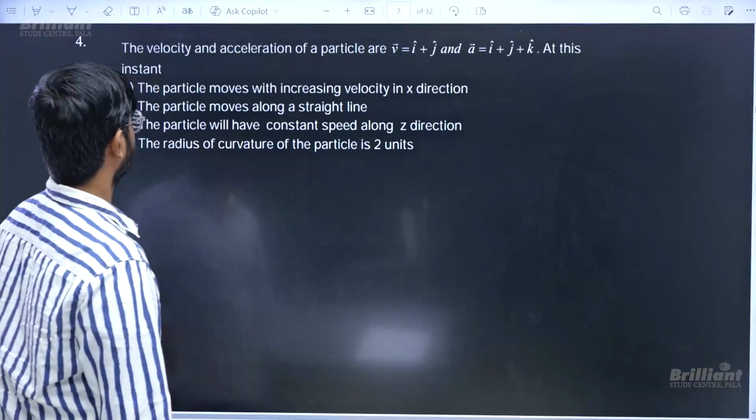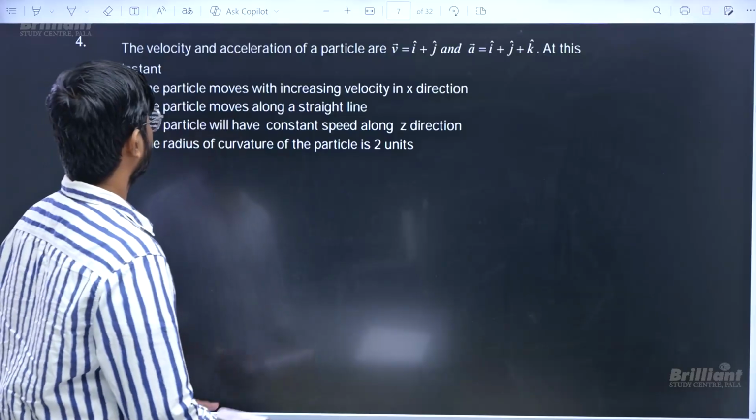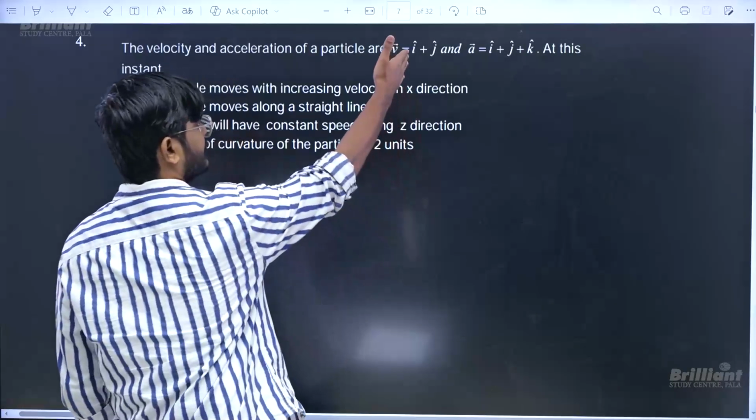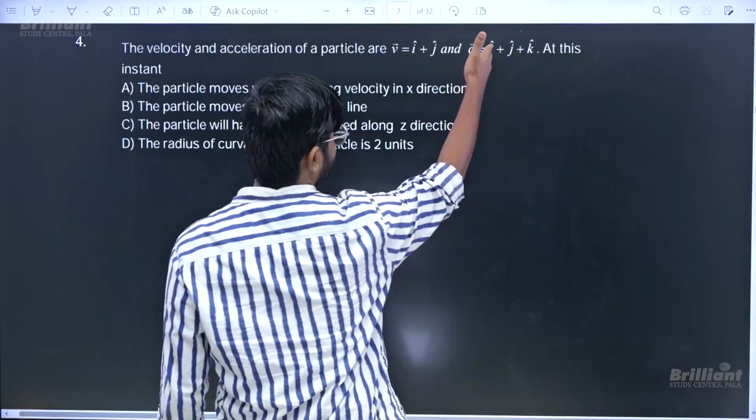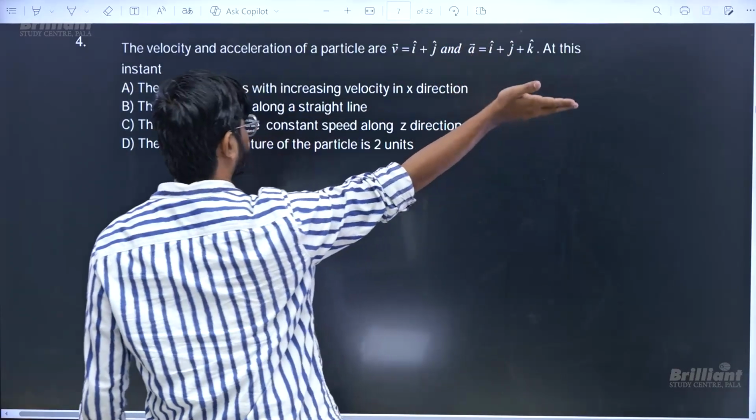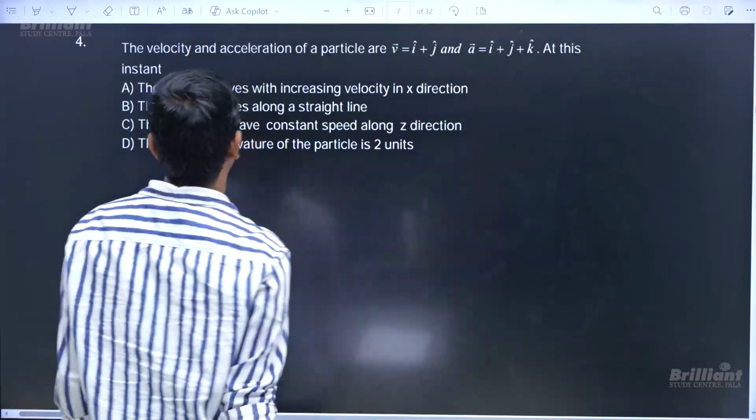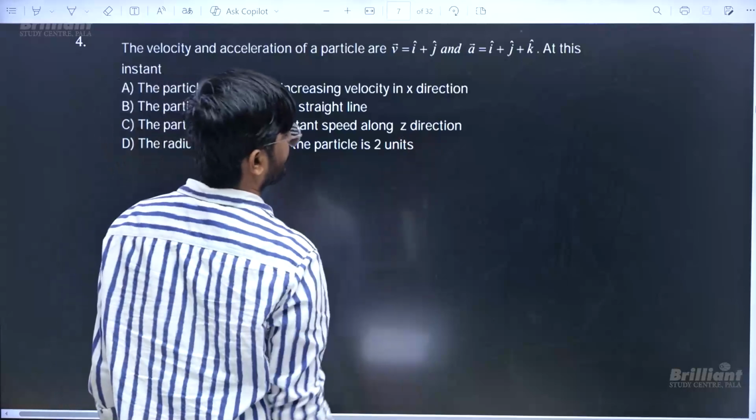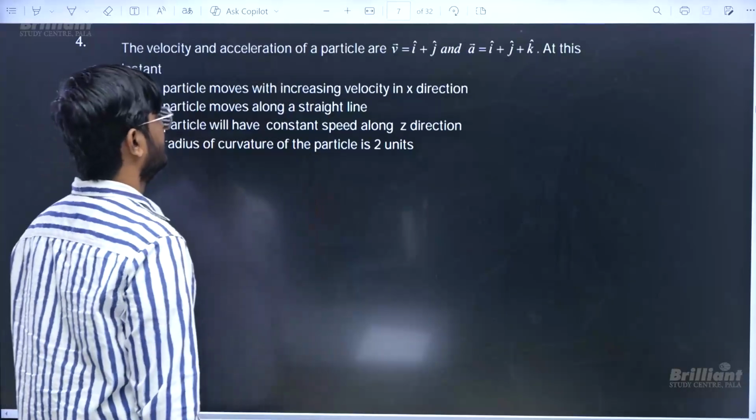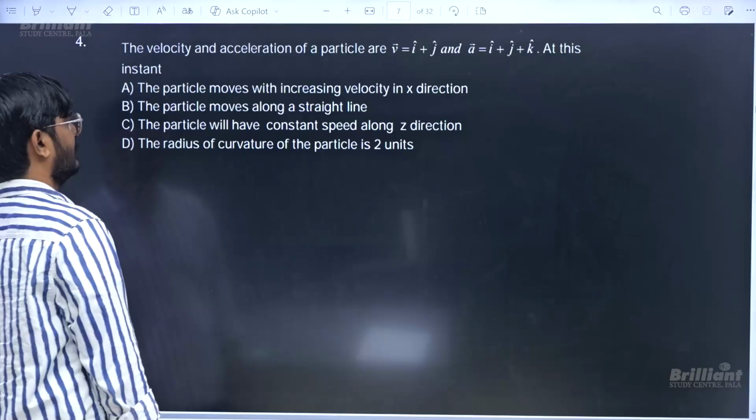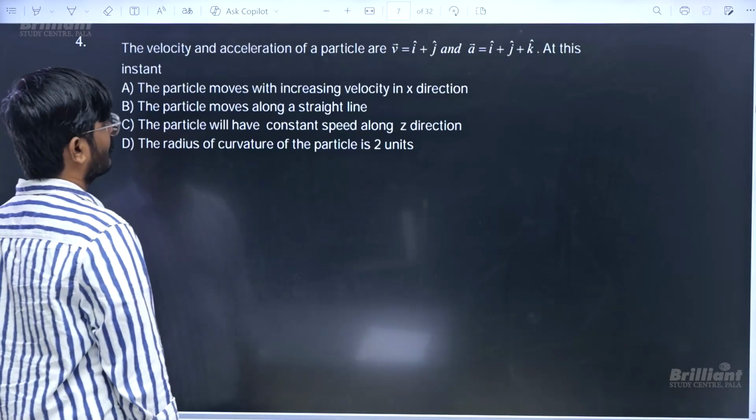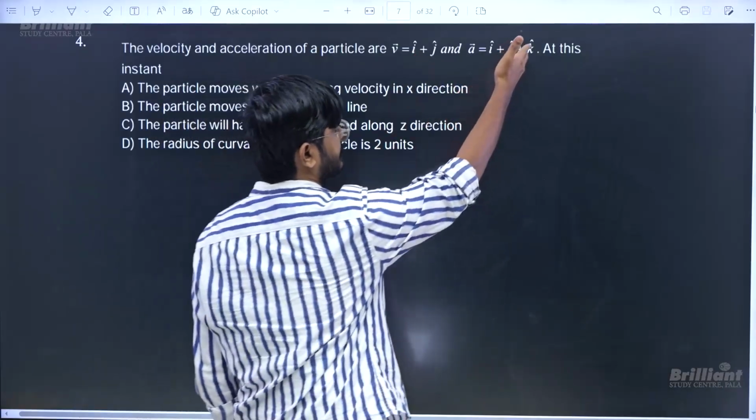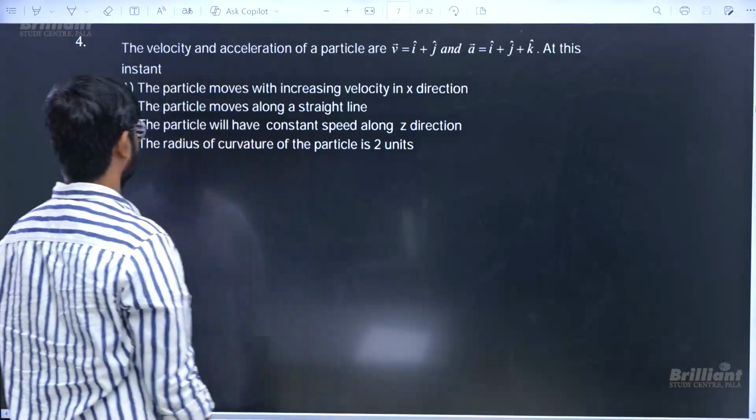Velocity and acceleration of the particle were given, then they were asking: the particle moves with increasing velocity in the x direction. Velocity is along the positive x axis, acceleration's component along the x axis is also in the positive direction, so velocity will be increasing in the x direction. Particle moves in a straight line? Velocity and acceleration have some angle, in fact 90 degrees. So it is not going to be a straight line, it is going to be parabolic. The particle will have constant speed along the z axis? No, initial velocity is 0, but acceleration is there, so it will be increasing its speed along the z axis.